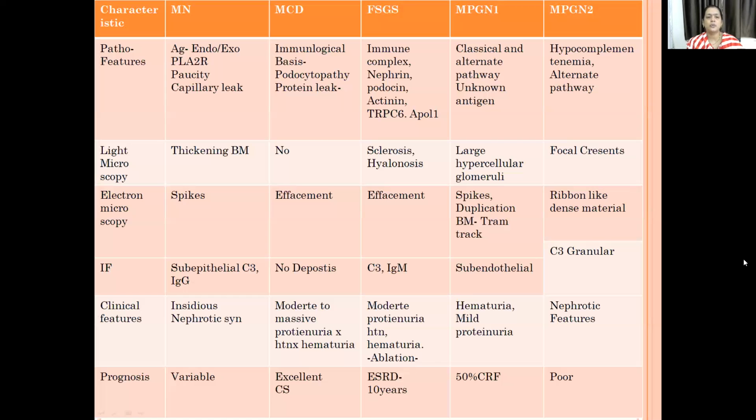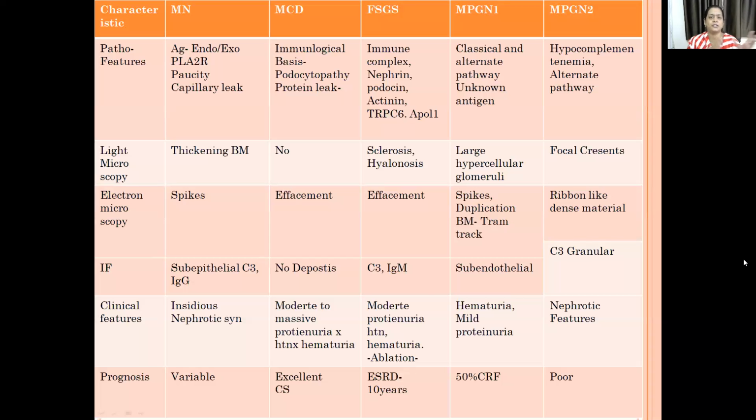Under the light microscopy, what we see is a thickened basement membrane in membranous type. As you know, minimal change is a disease of only the visceral epithelial cells, effacement of foot process is seen only in the electron microscopy, and nothing will be visible in the light microscopy. In FSGS, we see sclerosis, that is extracellular collagen or matrix deposition, hyalinosis, that is exudation of the plasma proteins which appear as a hyaline material. Right? There can be obliteration of capillaries as such.